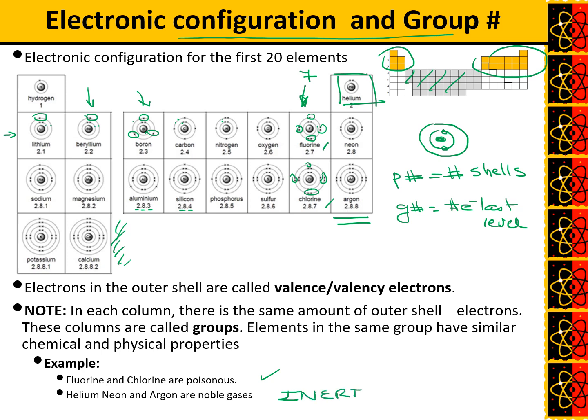Now, because they don't share or gain or lose electrons, they are also going to be called group 0, because they don't put those electrons on the table for bonding. And we are going to see bonding in the next chapter, chapter 4.